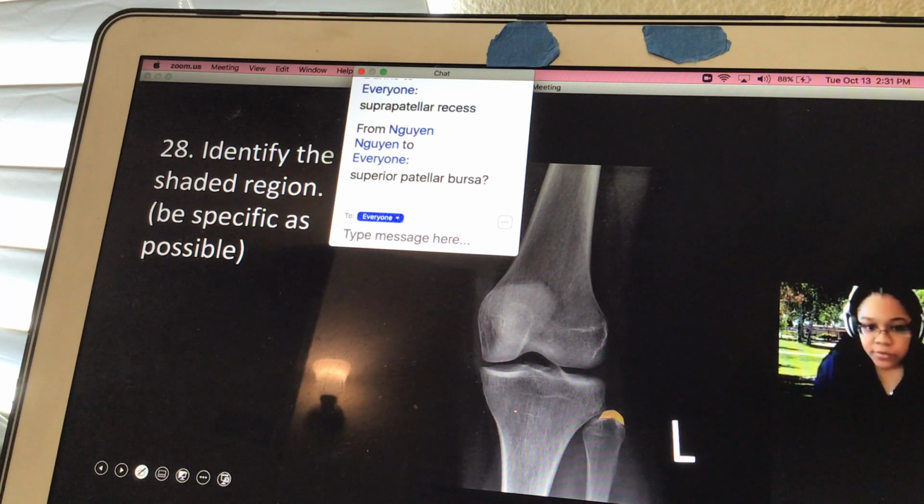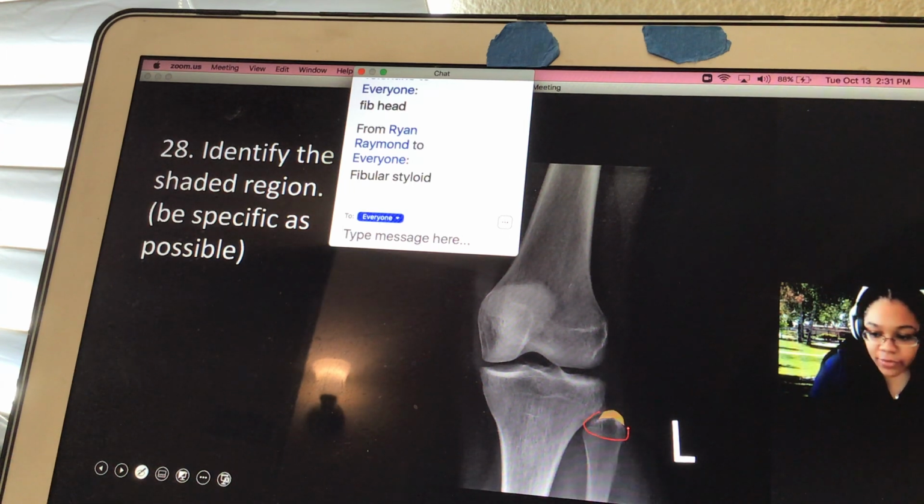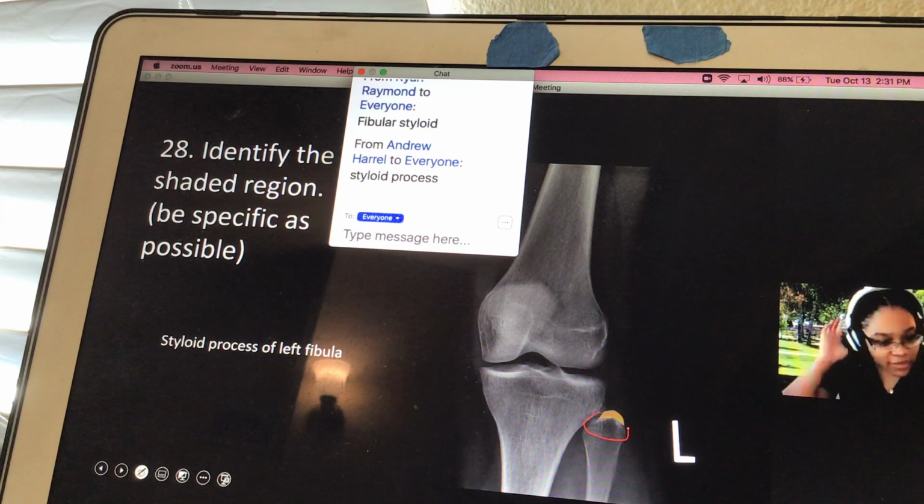Okay, next one. So the entire thing itself is the fibular head, but more specifically, that pointed structure, yeah, it would be our styloid process.